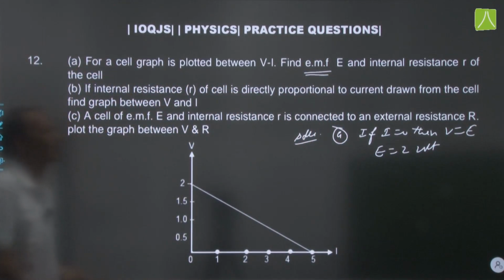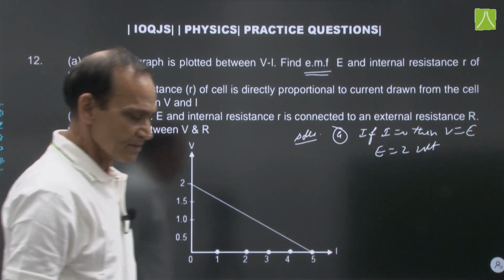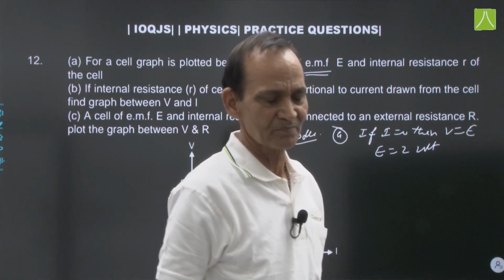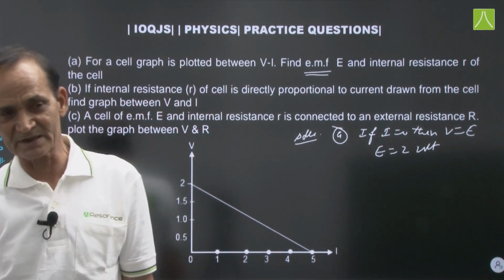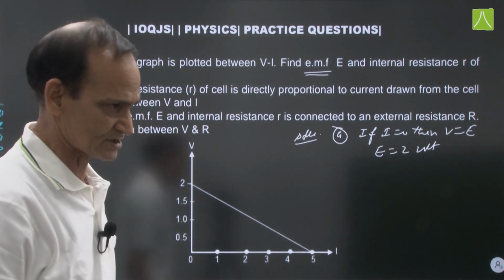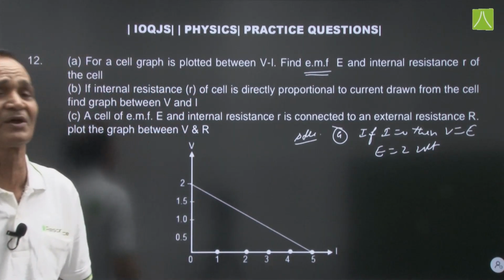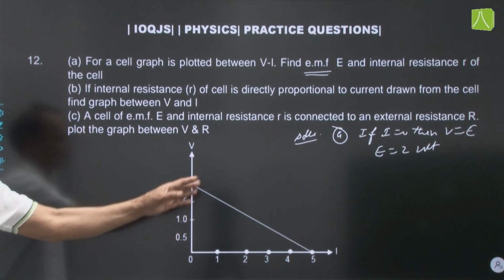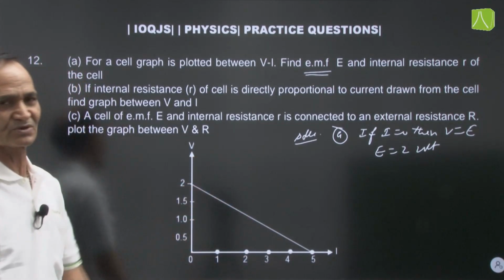According to the definition of potential difference, when no current is drawn from the cell, then the potential difference across the cell is known as EMF. Maximum value of potential difference is EMF. So current is 0, V is equal to E.